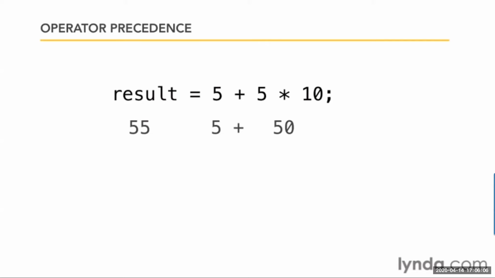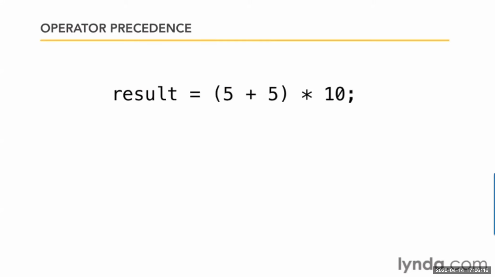If I want to make sure that I can impose an order on this and I have multiple operators, I simply take the important pieces and surround them with parentheses. So in this one, for example, I can make sure that 5 plus 5 will be evaluated by itself as 10, and then multiplied by 10, and we have 100.